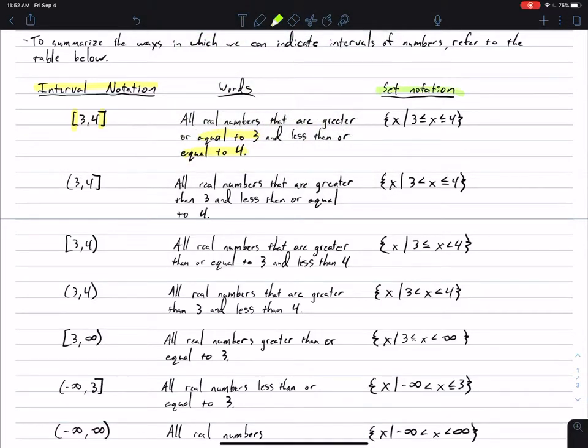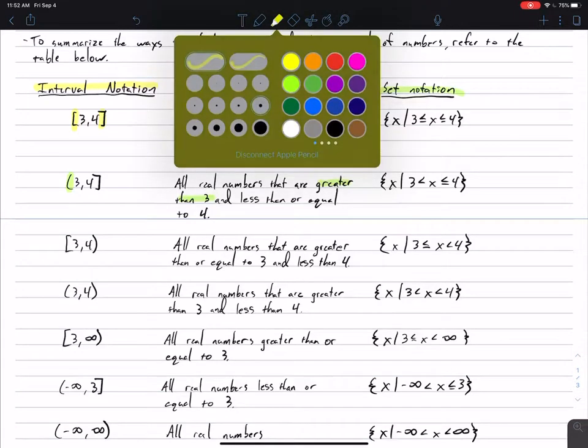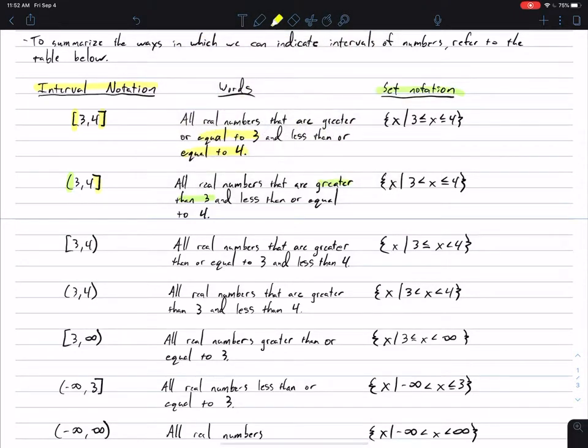Now, in the next example, this 3 here has a parenthesis. That means that it's just greater than 3. It's not actually equal to it. But if I keep going, the 4 has a bracket, and that tells me it is less than or equal to 4. So it is possible to have a combination of parentheses and brackets. In the next example, you have the bracket first and then the parenthesis. So that tells me it can be equal to 3 or less than 4.